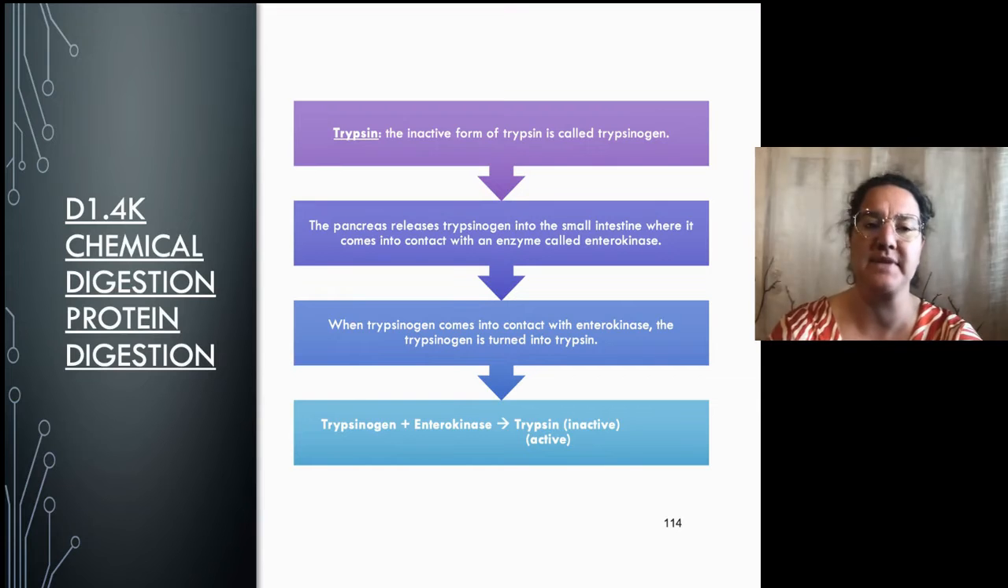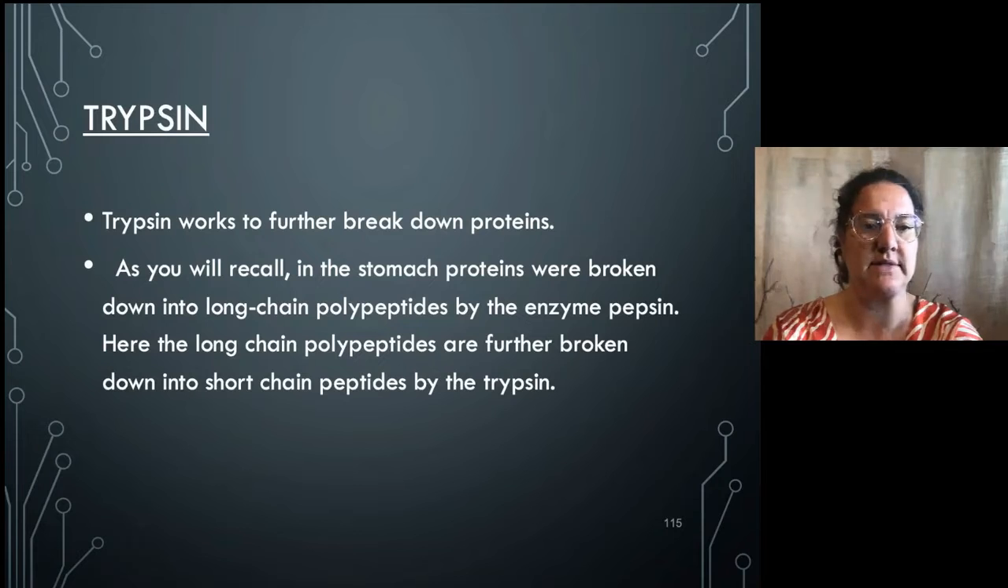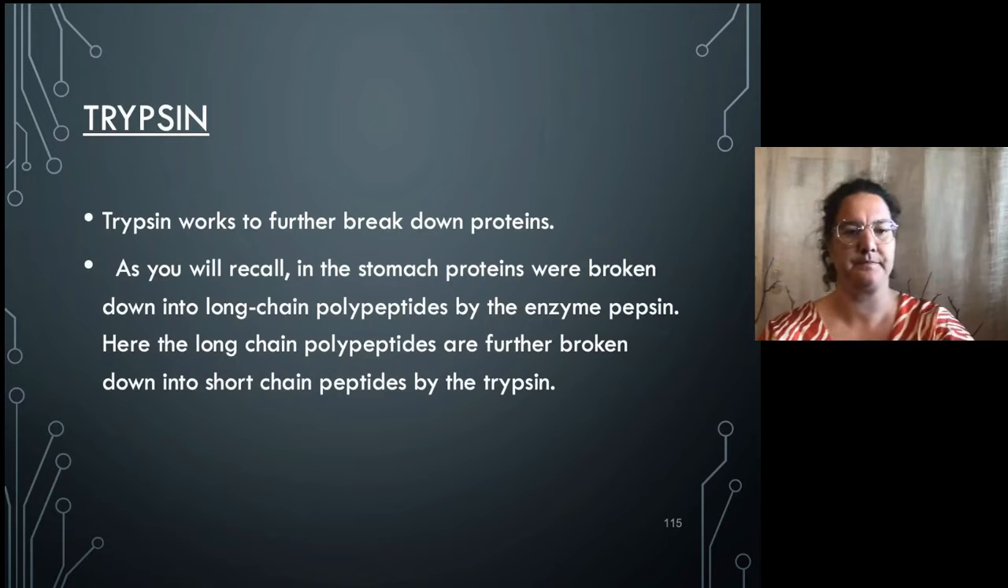So just like we had pepsinogen in the stomach that was inactive until it came in contact with the hydrochloric acid to lower the pH, and then it became pepsin. Trypsin works further to break down proteins. In the stomach, proteins were broken down into long-chain polypeptides by pepsin. Here, the long-chain polypeptides are broken down into short-chain peptides by trypsin.